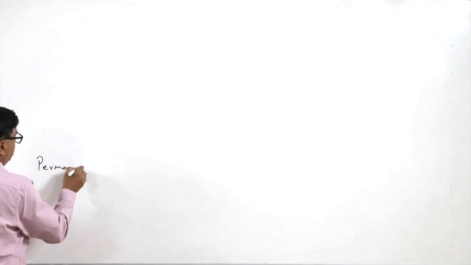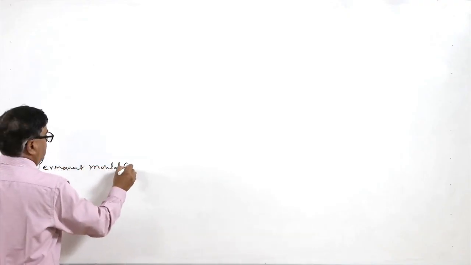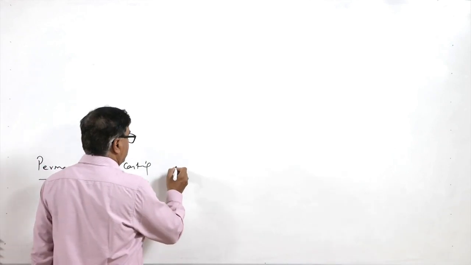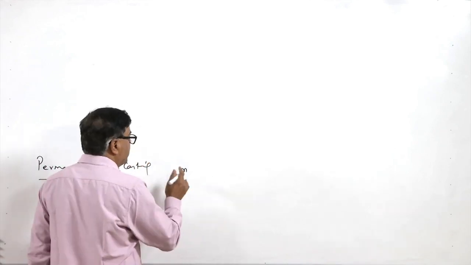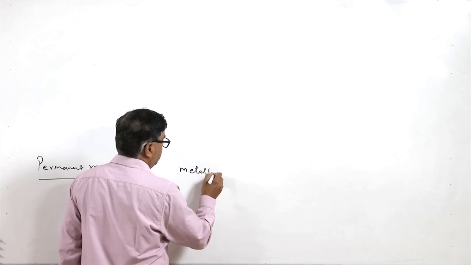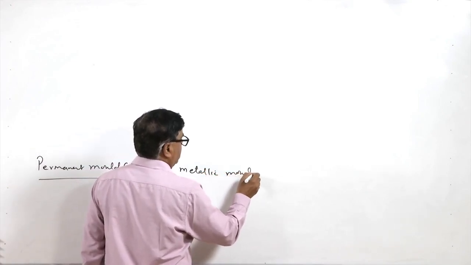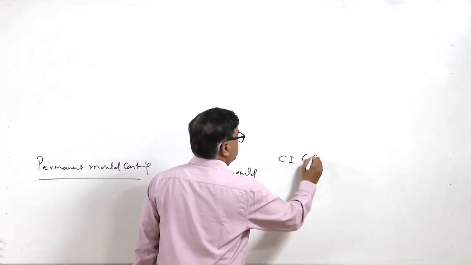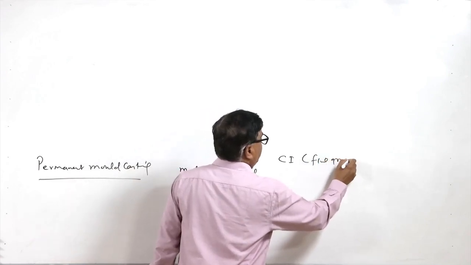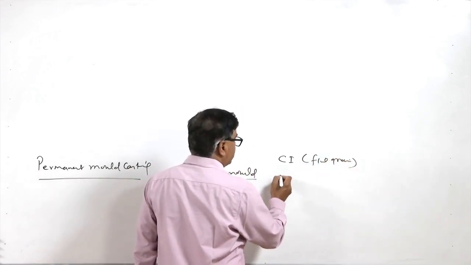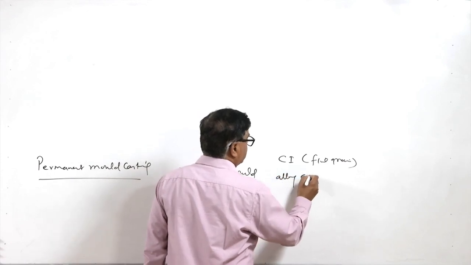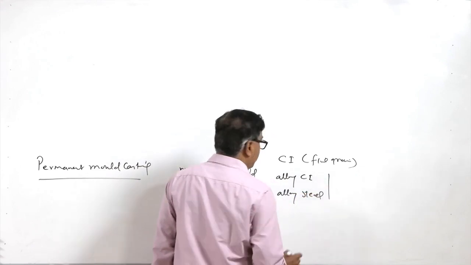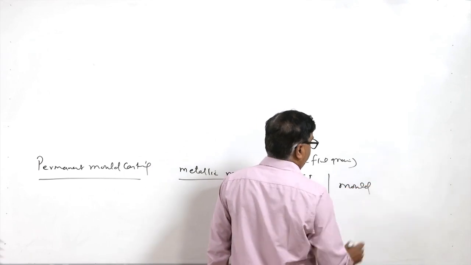Coming to the permanent mold casting process, as the name suggests, it uses a mold which remains there, meaning it uses basically metallic molds. Mostly these are of fine grain cast irons, but alloy cast irons or alloy steels can also be used for preparing the mold.